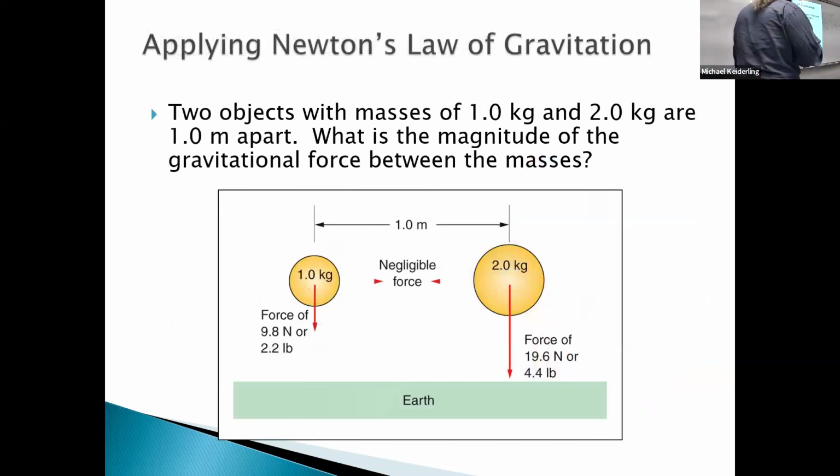So here we have two objects. One has a mass of 1 kilogram, the other has a mass of 2 kilograms, and they're 1 meter apart. So what's the magnitude of the gravitational force between these masses? And you'll see why it took 70 years after Newton died to actually measure big G. It's because this force is extremely weak.